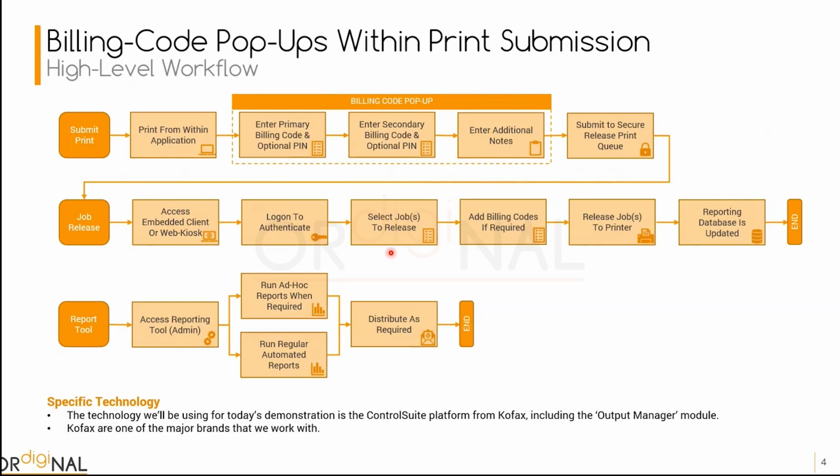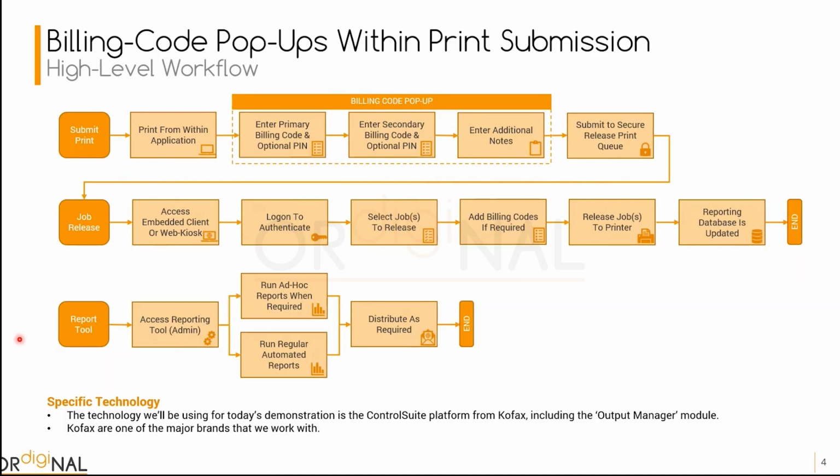We will select the jobs that we would like to release to print. If we haven't already entered the billing codes, we could do so at this stage. As I said, billing codes could be optional or they could be mandatory. If they were mandatory, we would have had to have entered them by now, but if they were optional, we could do it at this point. We will then release the job and it will go off and be printed as required, and then all of that activity will be uploaded into the database for reporting purposes.